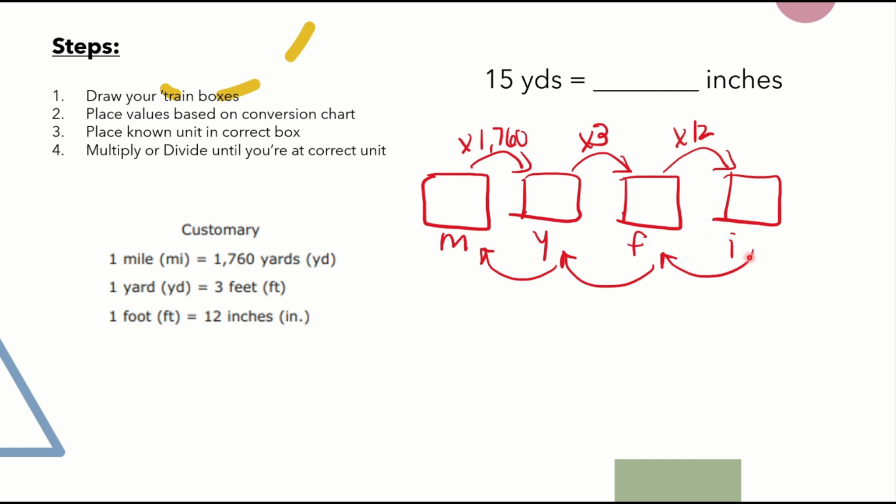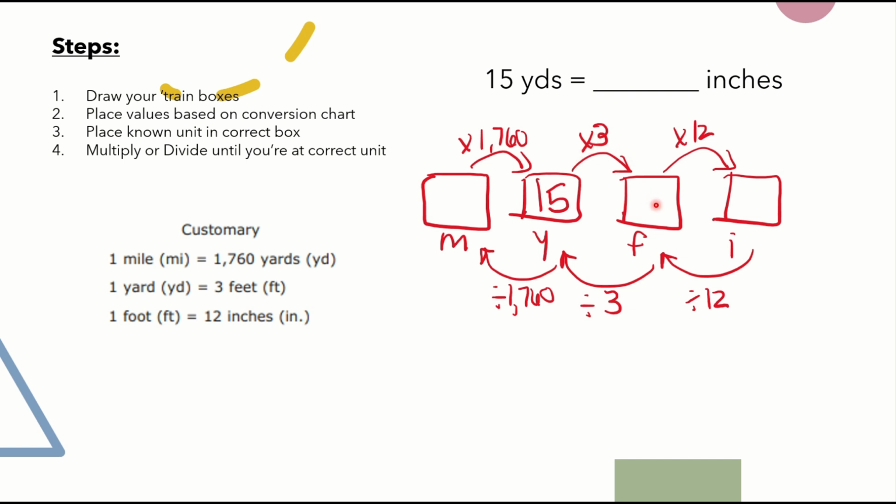Remember, when we go from large to small, we multiply, and when we go from small to large, we divide. And we will use the same numbers, top and bottom. Third, we put in the information that we know. We know we have 15 yards.